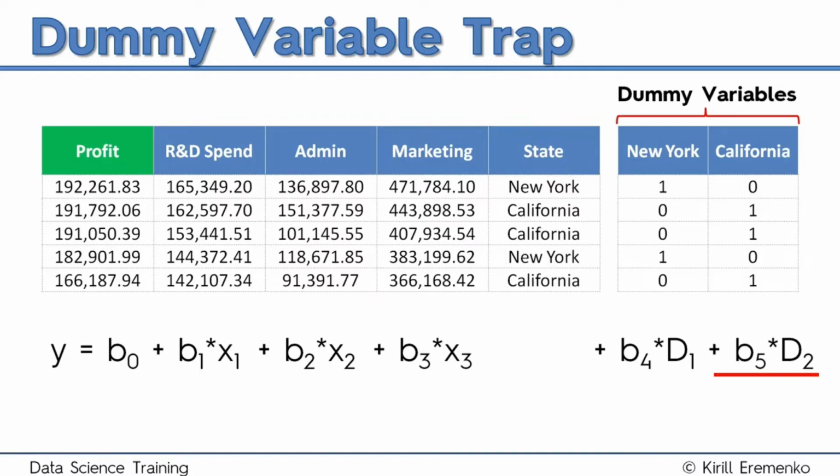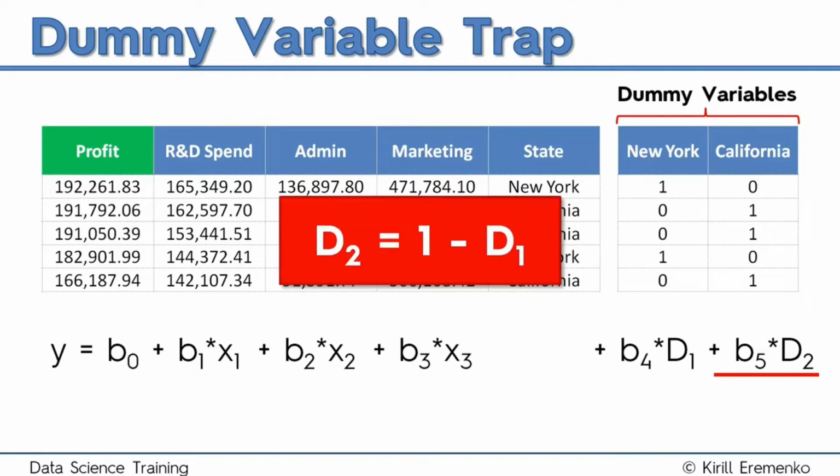Let's see. The intuition here is that you're basically duplicating a variable. This is because d2 always equals 1 minus d1. The phenomenon where one or several independent variables in a linear regression predict another is called multicollinearity. As a result of this effect, the model cannot distinguish between the effects of d1 and the effects of d2, and therefore it won't work properly. And this is called the dummy variable trap.